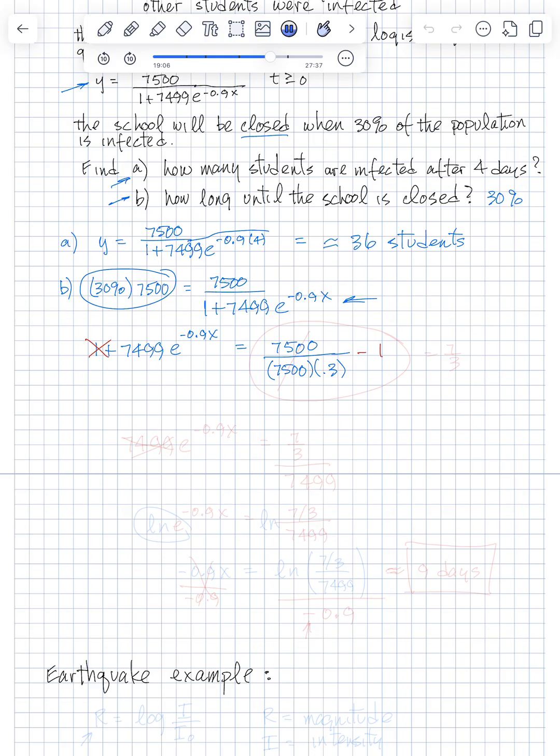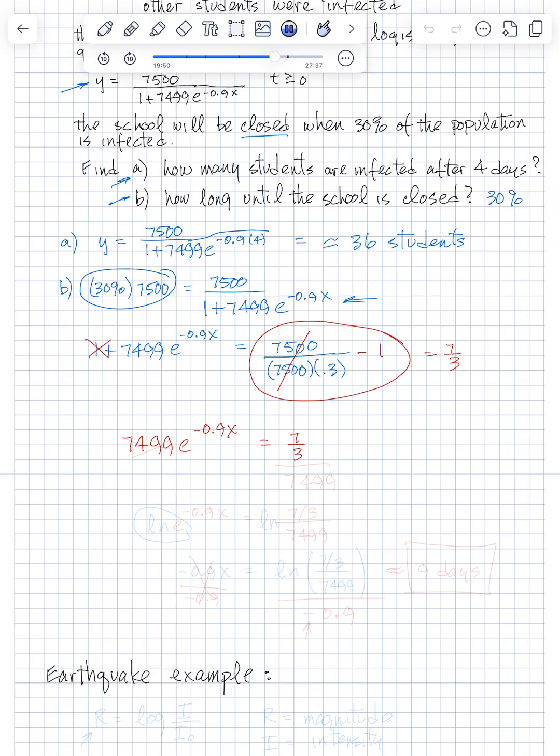And let me simplify things a little bit before I go on. So the 7,500s cancel. I have 1 over 0.3, which is 10 thirds. 10 thirds minus 1 is 7 thirds. So this whole thing becomes 7 thirds. So that'll simplify things a little bit. So on the left-hand side, we have 7,499 e to the negative 0.9x is equal to 7 thirds.